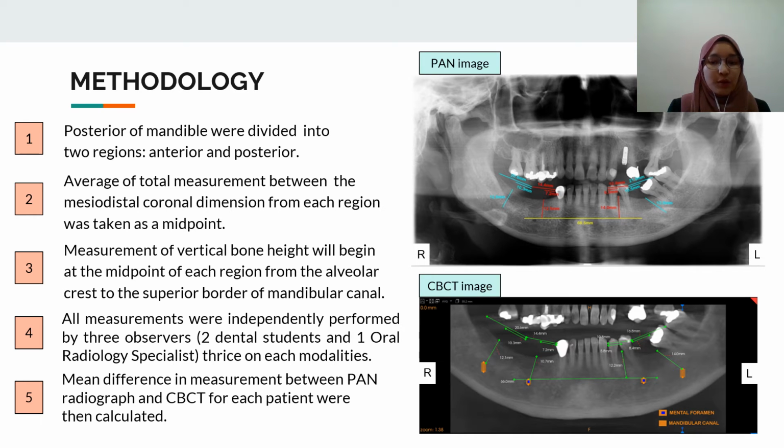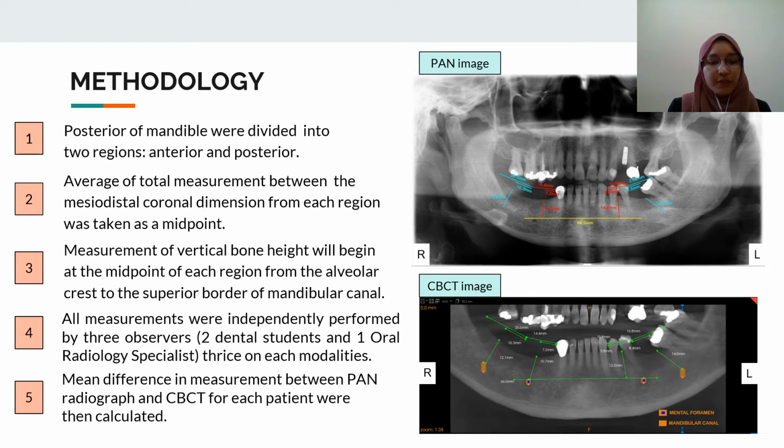However, as shown on the right side, if more than two teeth were permanently lost at any anterior or posterior region without presence of teeth distal to the area, the measurement will be obtained by using the standardized measurement of each region as reported by Mohd et al., which are 14.4 mm and 20.6 mm respectively, and the mental foramen will be used as a midpoint reference point.